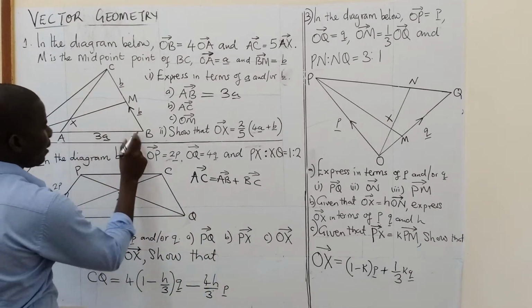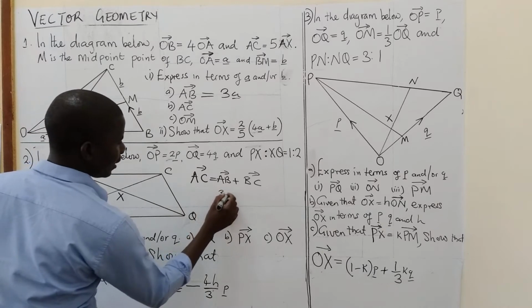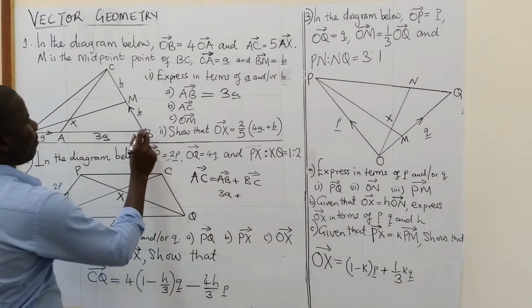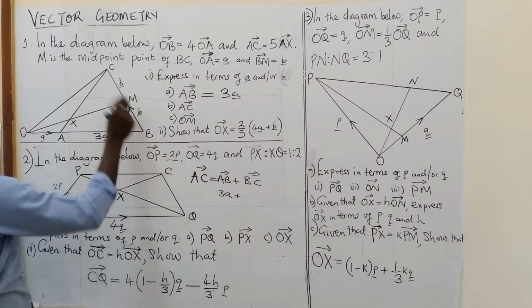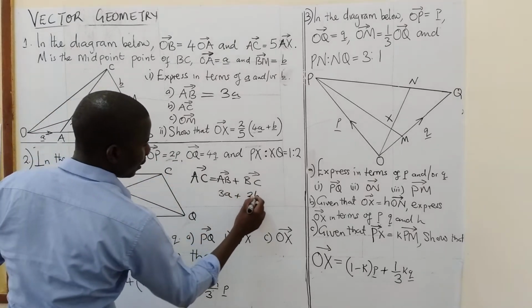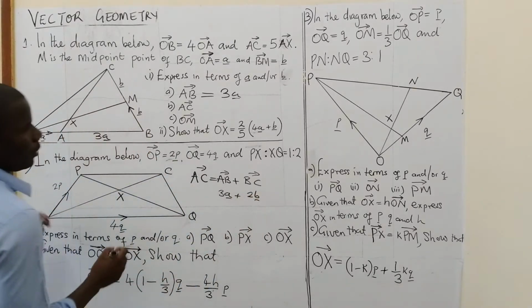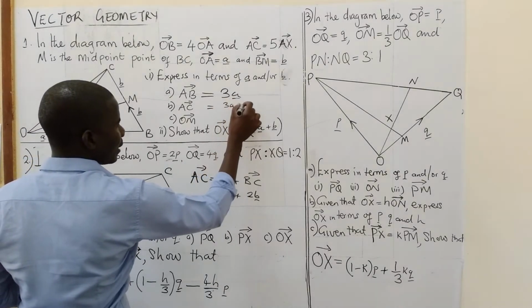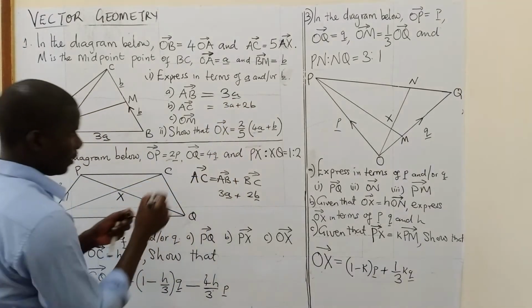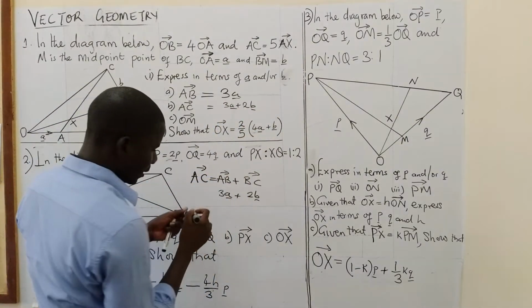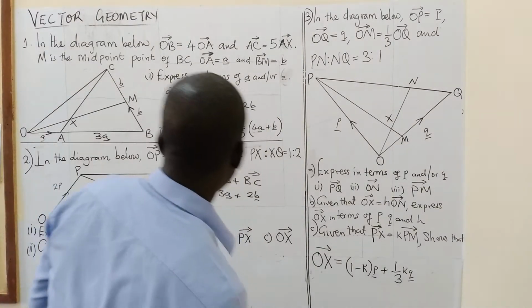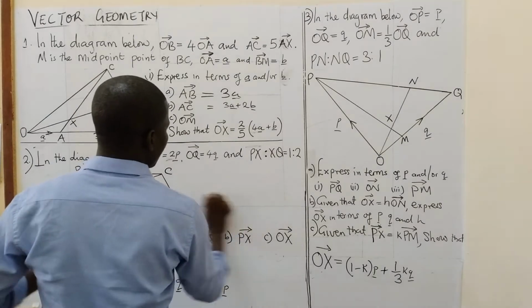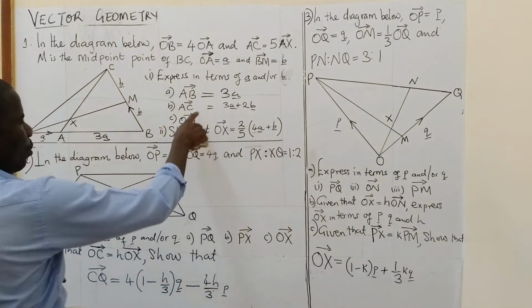So we can go on and say our AB is 3a plus BC. We add b plus b, we're going to get 2b. So what we are getting here is 3a plus 2b. That is what we are getting there. The second one. Then we come to OM.